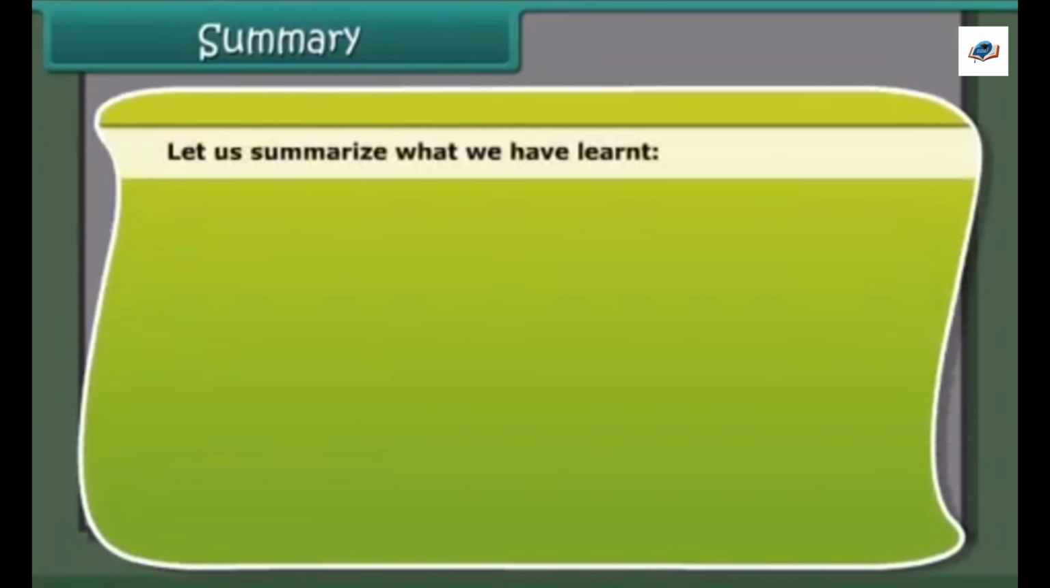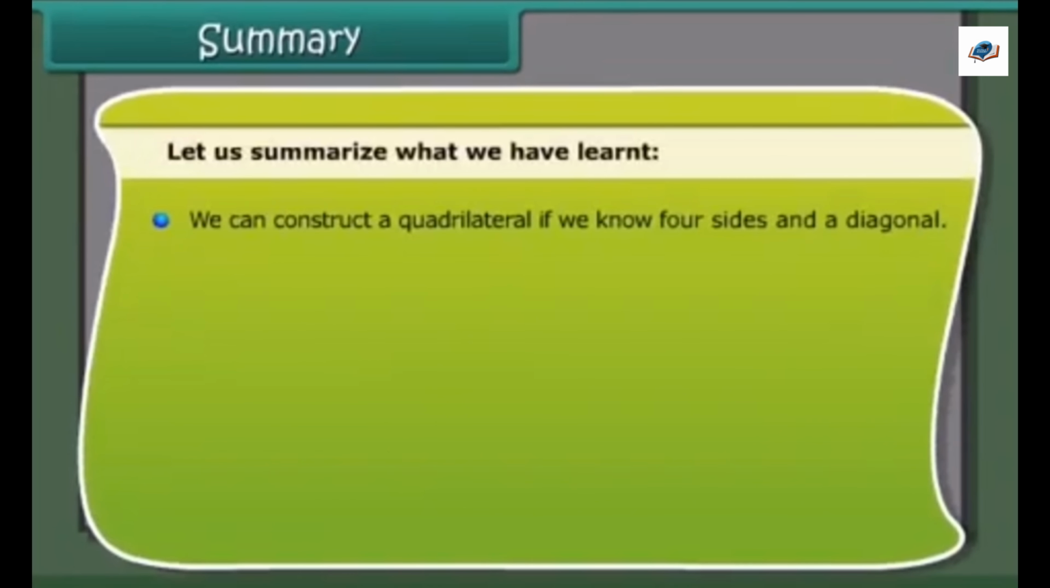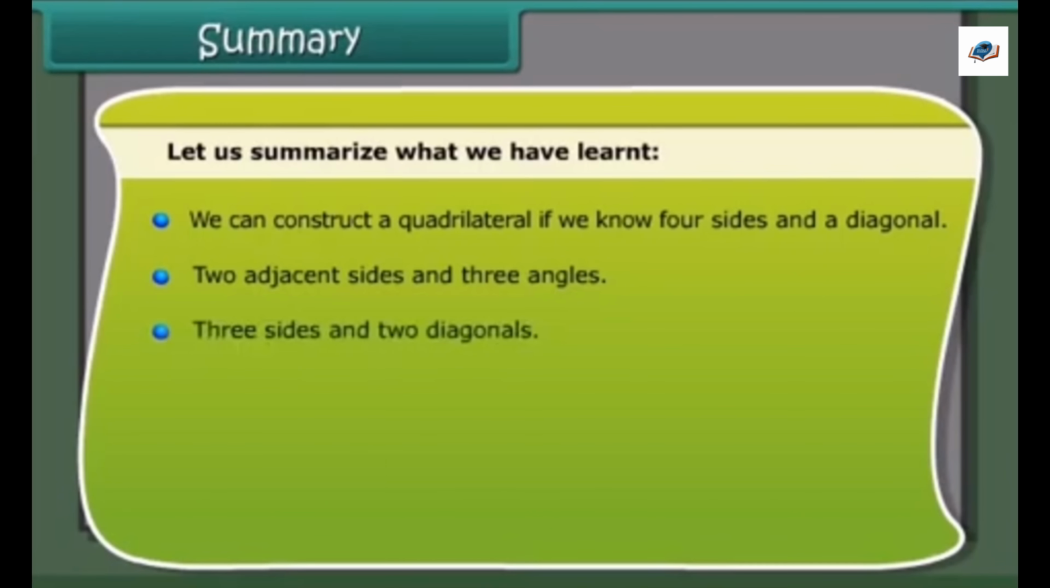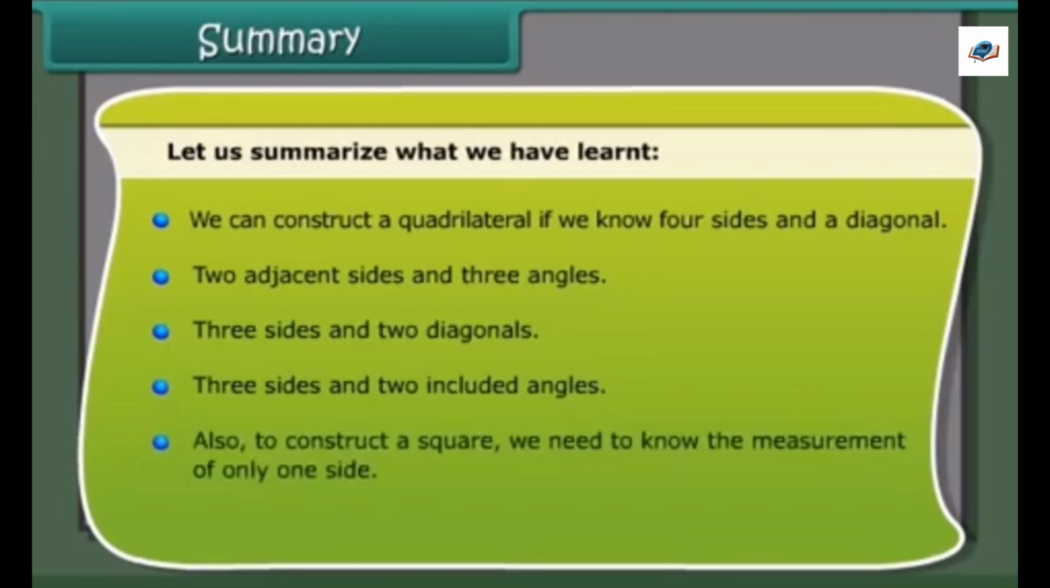Summary. Let us summarize what we have learned. We construct a quadrilateral if we know 4 sides and a diagonal, 2 adjacent sides and 3 angles, 3 sides and 2 diagonals, or 3 sides and 2 included angles. Also, to construct a square, we need to know the measurement of only one side.